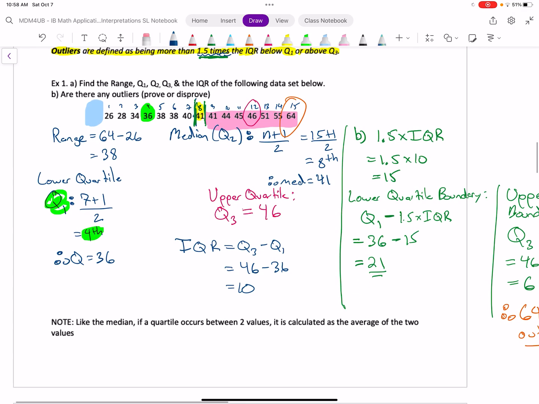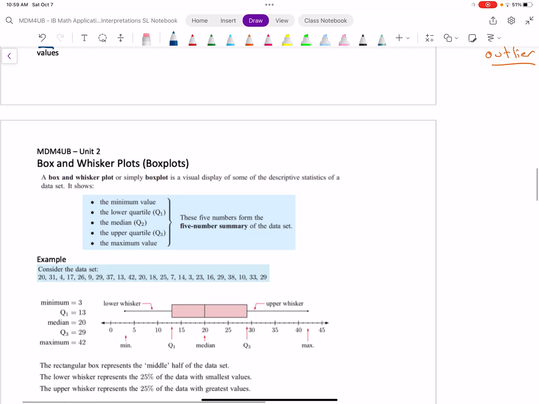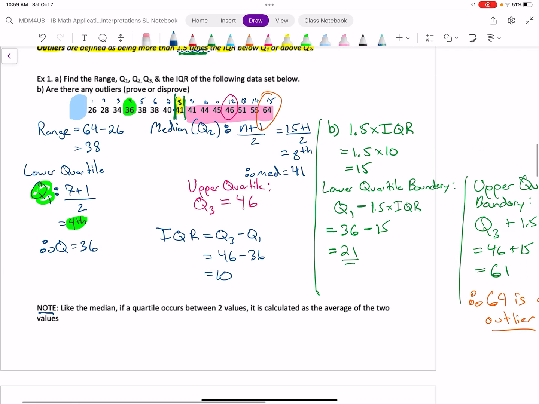So we'll come back to that as well, but just a note at the bottom, like the median, if a quartile occurs between two values, it's calculated as the average. We didn't see that there, but that's okay. So this, and I can't remember if I do it down below. No. You can definitely use your calculator.